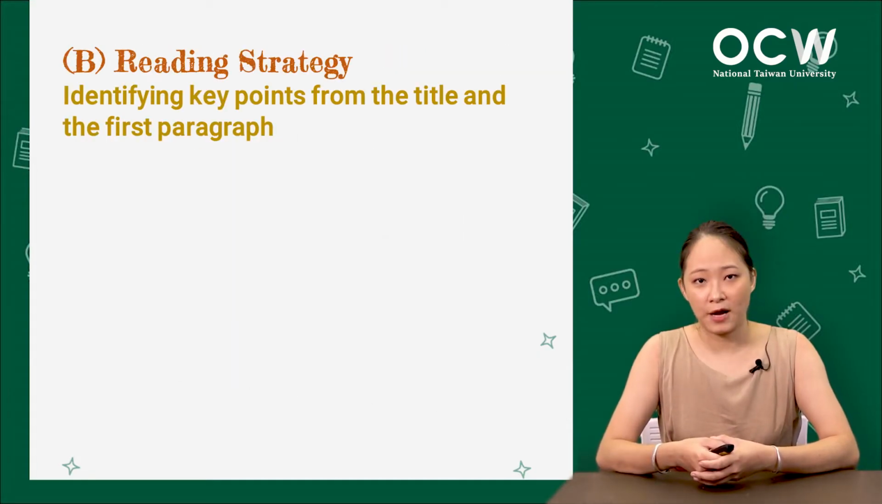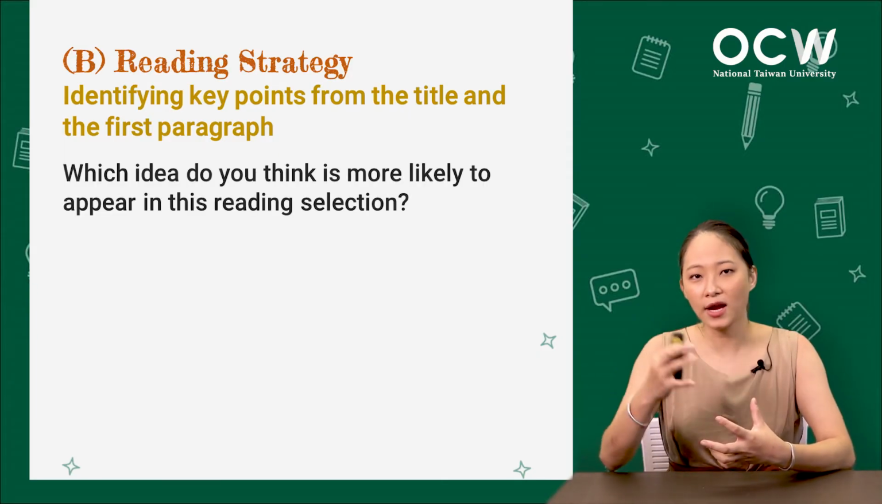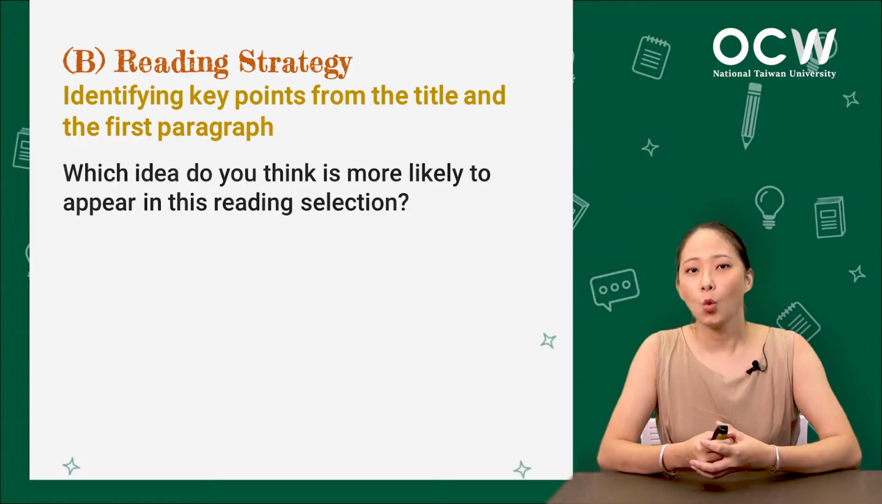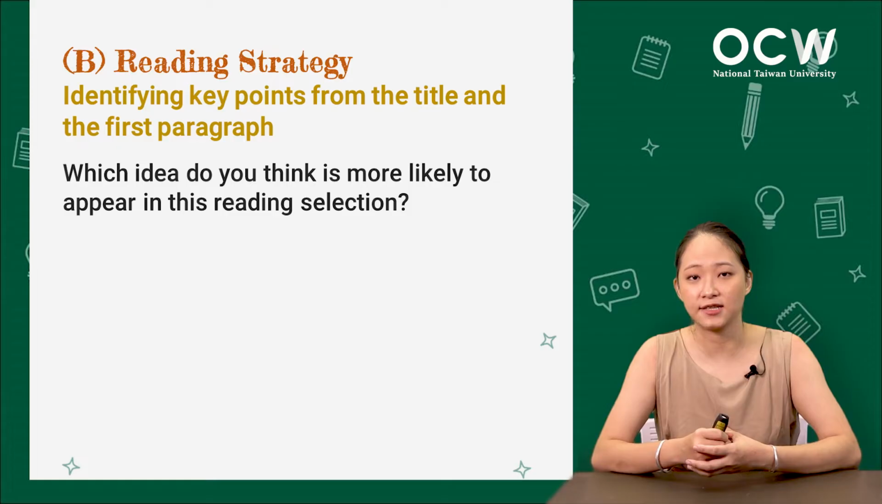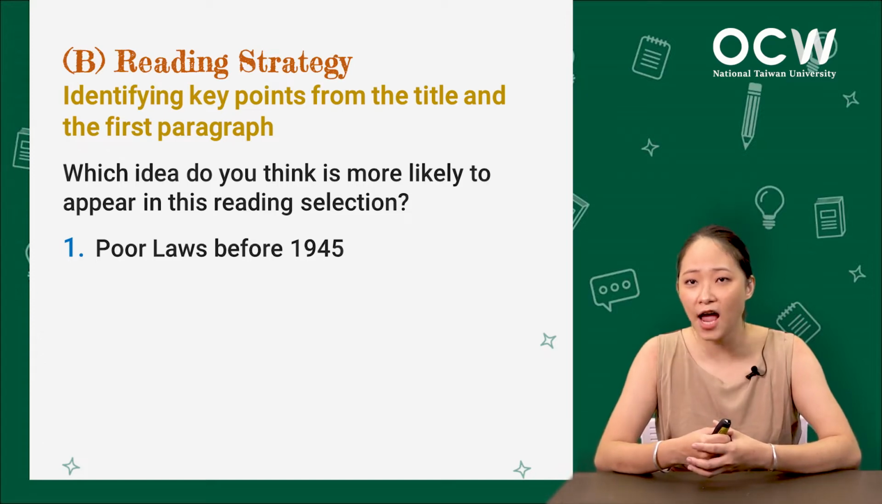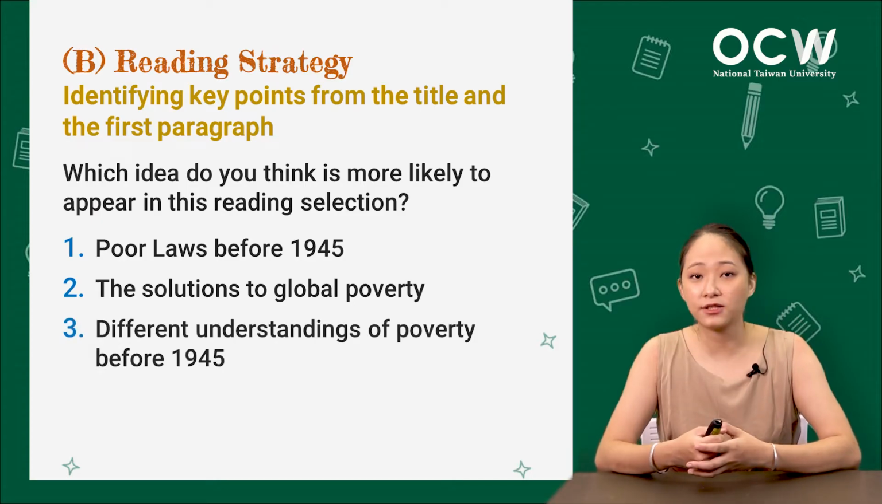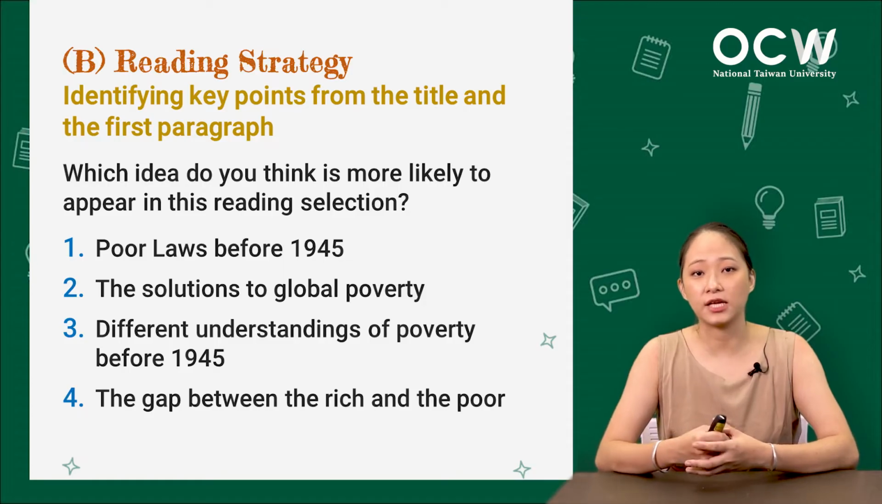So having seen the first paragraph, now this is what I want you to do. I want you to think back and look at these 4 different titles. Which one of these titles do you think best fits the descriptions and the contents outlined in the first paragraph? Did the first paragraph tell you about the poor laws before 1945? Did it discuss the solution to global poverty? Was it talking about the different understanding of poverty before 1945, or was it discussing the gaps between the rich and the poor? Look back and come back to me. Good luck.